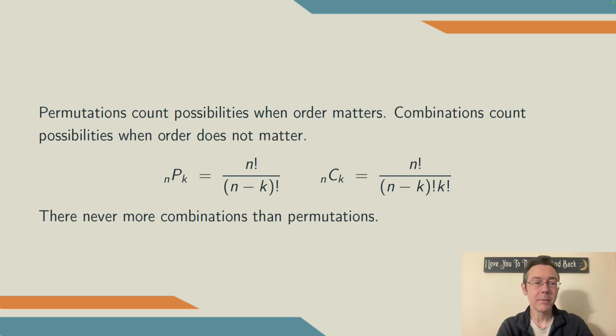It's essential to keep in mind that permutations count possibilities when order matters, combinations count possibilities when order does not matter. So when you're doing word problems that have to do with counting, this is an important thing to keep in mind. One of the first things I'm always looking for is, does order matter? It's also worth bearing in mind that there are never more combinations than permutations. Combinations, you're just choosing the things. Permutations, you also have to put them in order.